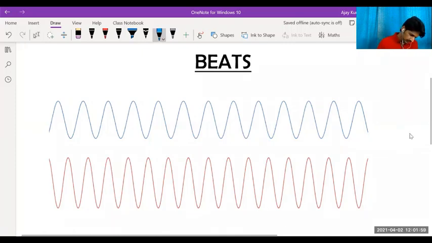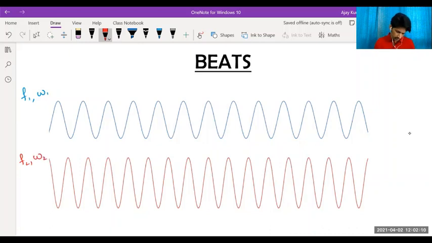Let's say the first wave has a frequency f1 and it has an angular frequency omega 1, and let's say the second one has a frequency f2 having an angular frequency omega 2. Now you can also observe that the second wave has a slightly greater amplitude than the first one. Now it's not necessary that to hear beats you should have waves of different amplitudes. This is just for you to visualize better, but it is compulsory that the frequencies be different.